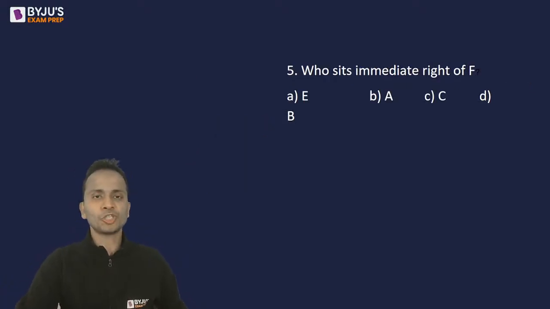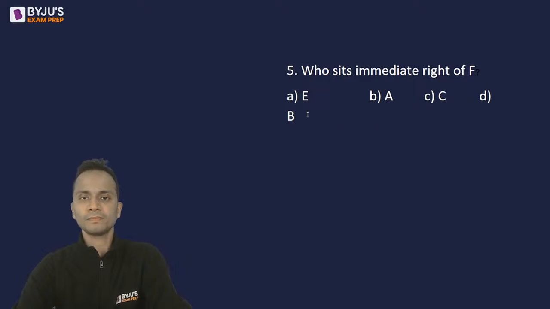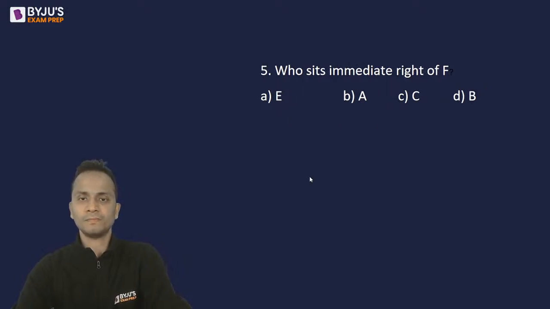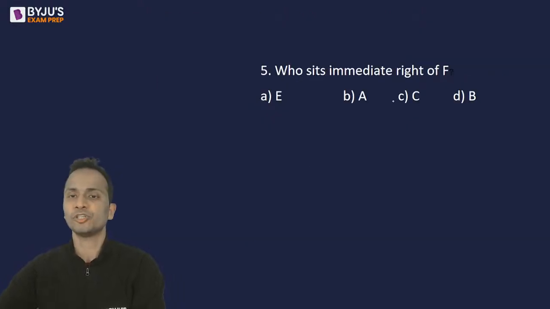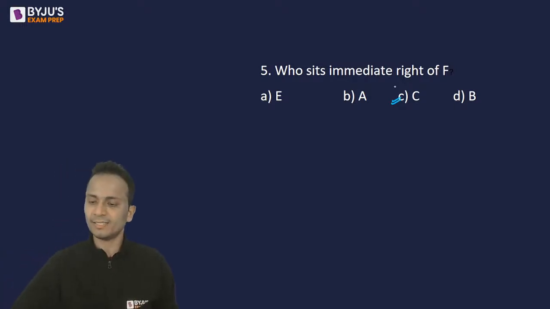Okay, so that was question number 4. The last question of this set, question number 5. Who sits immediate right of F? Careful. F is in a row where your right will be F's left. So who is to the immediate right of F? Immediate right of F is C. So the correct answer should be option C.